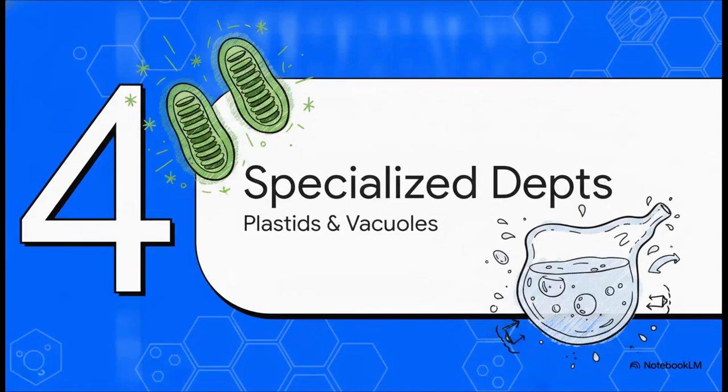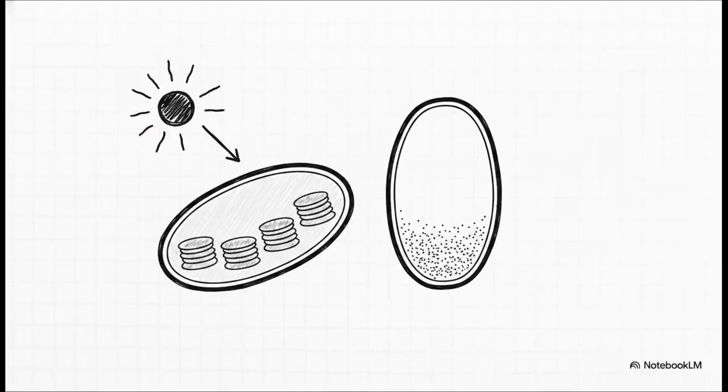So far, we've covered the departments that almost all cells share. But some factories produce very specific goods and need specialized additions to get the job done. Let's look at two incredible specialized additions in Section 4, Specialized Departments, covering plastids and vacuoles. Plastids are a fantastic example of this kind of specialization. You're only going to find these in plant cells.